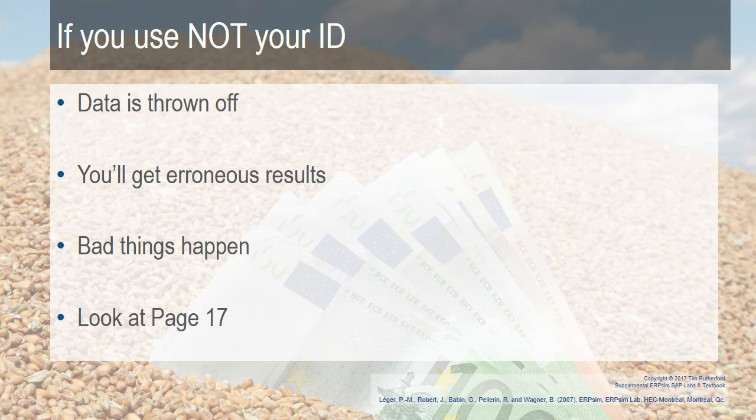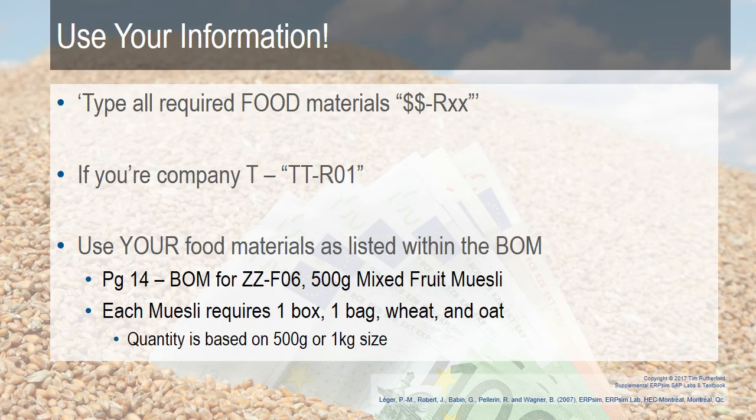If you look at page 17 of the supplemental textbook, this is within Lab 1. At the very bottom of the page, it says type all required food materials $$RXX. So you have looked at the bill of materials and figured out which raw materials you need. We have to make sure you're doing the $$, which is your company code. R is for raw food material. And then the XX is the two additional numbers. So it might be 0, 1, it might be 1, 1, depending on what your instructor has assigned to you. But you have to put in yours.